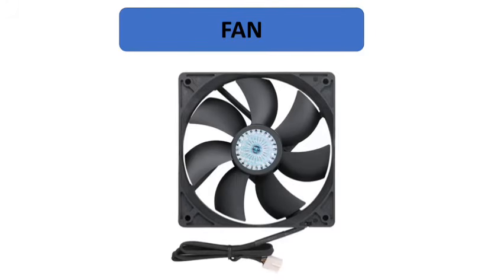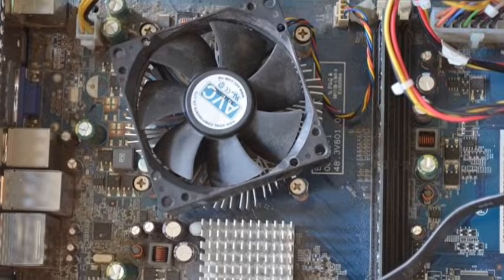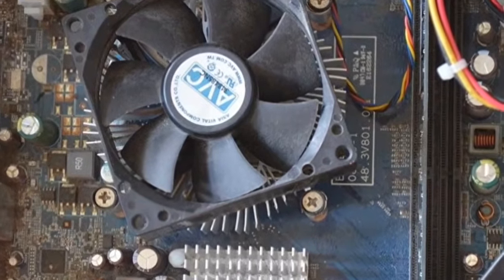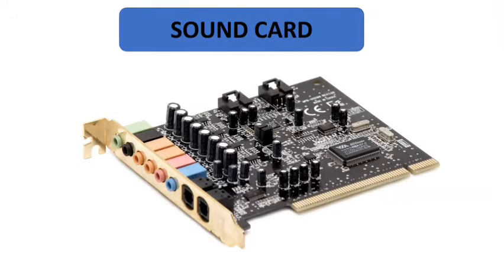Fan. Fan acts as a heat sink. It keeps the CPU cool and stops it from overheating. Sound card. Sound card enables the computer to produce sound. It also helps us to connect the microphone to the computer system.